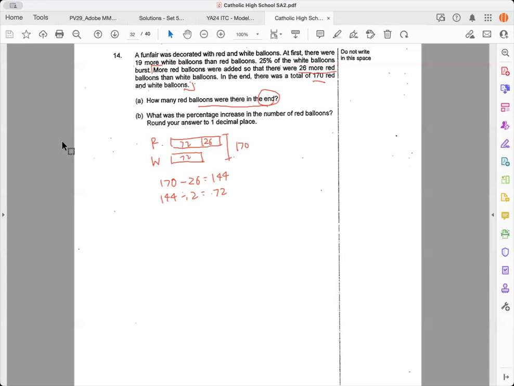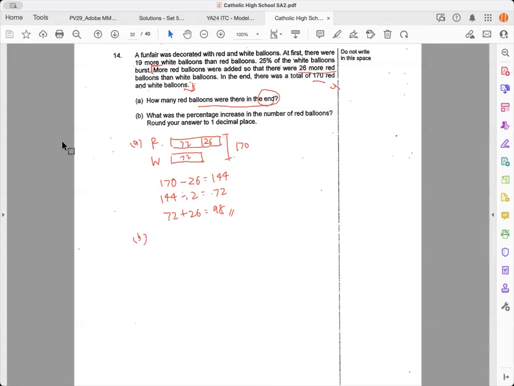Question is how many red in the end? Red in the end will be 72 plus 26, 98. So this is part A. Easy. It's just a lot of words, and then they put this information at the end of the paragraph. And that makes it a little bit more confusing, because you wouldn't expect part A information is at the back of the paragraph. So sometimes question can be so tricky.